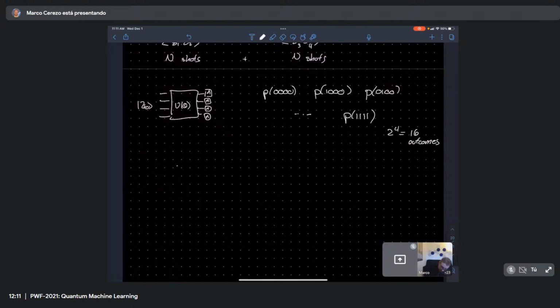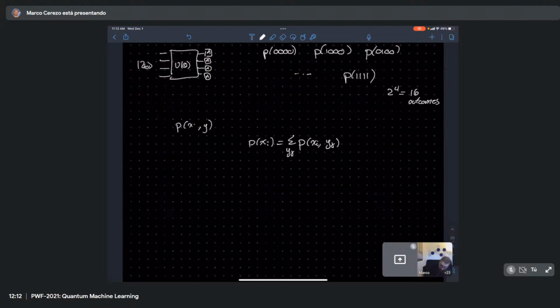Marginal probabilities tell me that if I have 2 random variables, x and y, I have the joint probability of the 2 variables. I can always get the probability of x taking value i by just taking the probability of x_i and y_j and adding over all the outcomes possible for j, right? And this is extremely powerful because let's think about this.